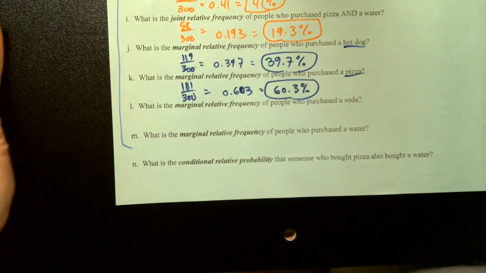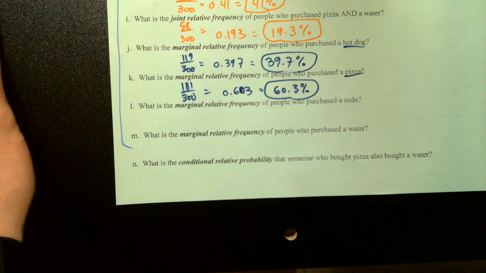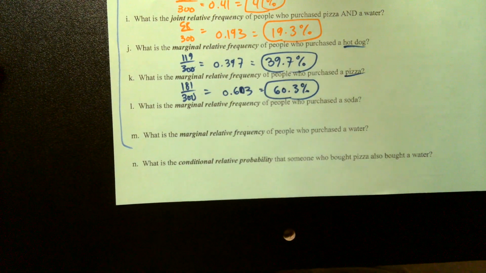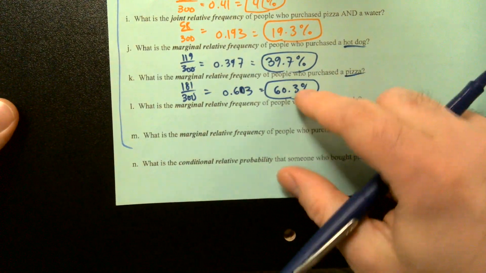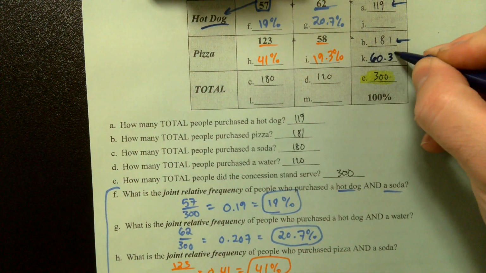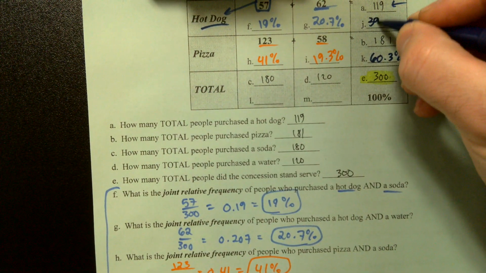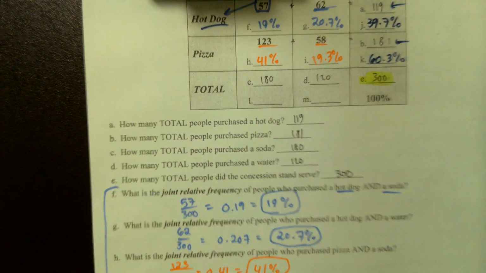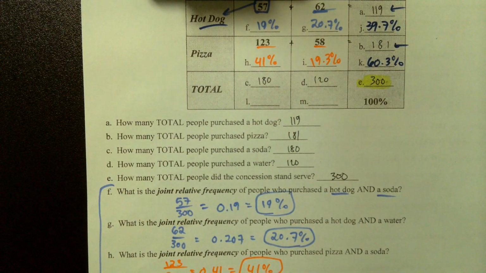So based on these frequencies, what's the more popular item at this concession stand? Pizza or hot dogs? The pizza. Pizza, right? We had 60.3% pizza, 39.7% on the hot dogs.